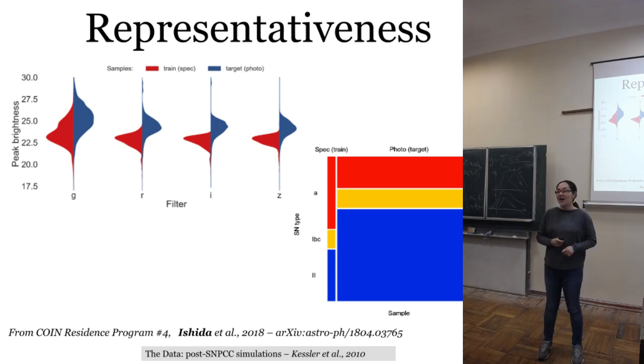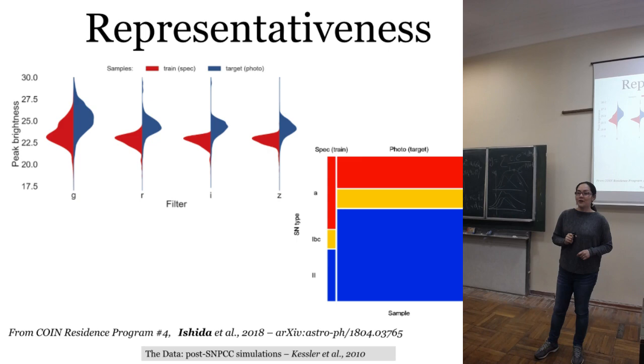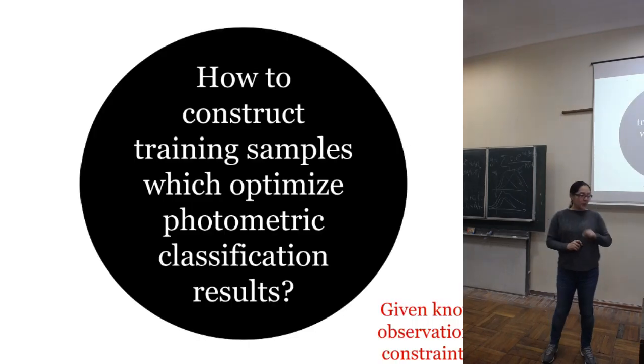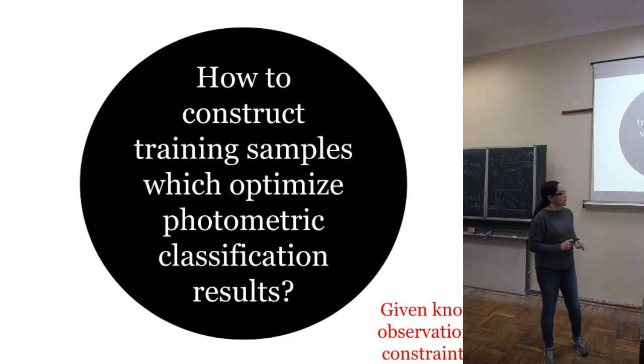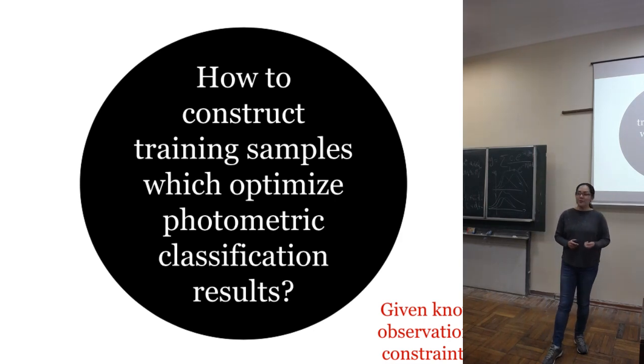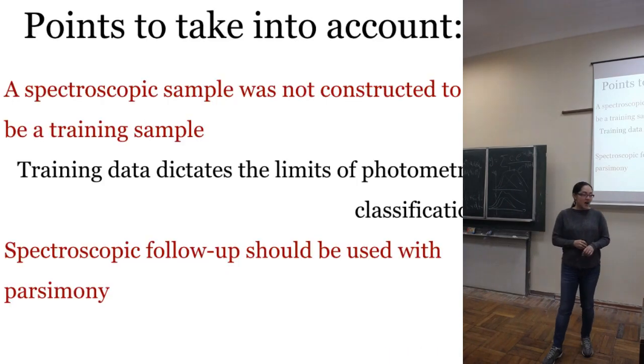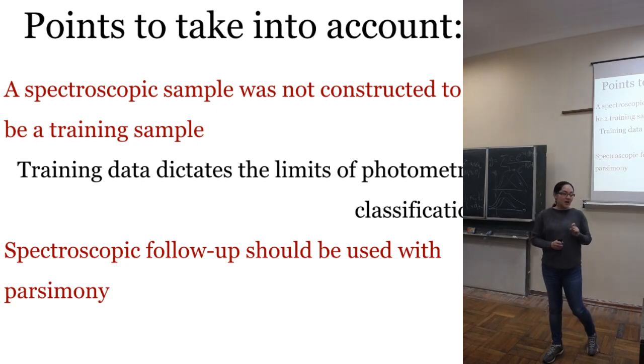And if you remember what I said yesterday, you should not expect any machine learning model to work if you do not have a representative sample between training and target samples. So the question is, how do you construct training samples which optimize the photometric classification results given the observational constraints that we have to deal with? And here are points to take into account.